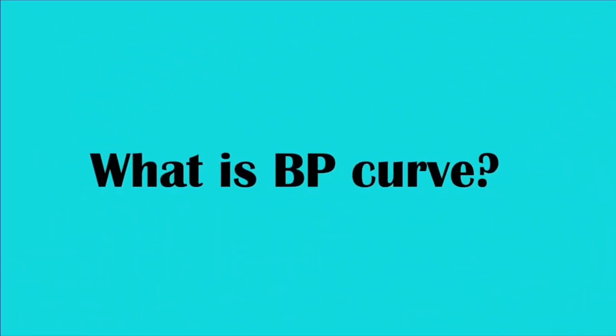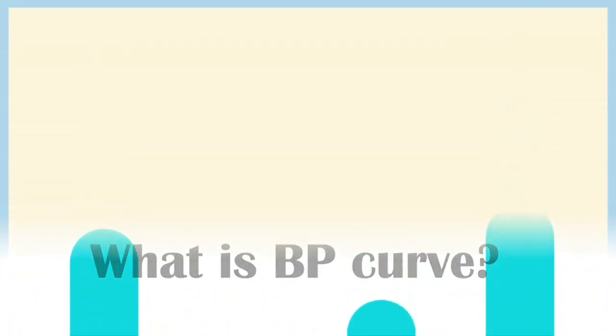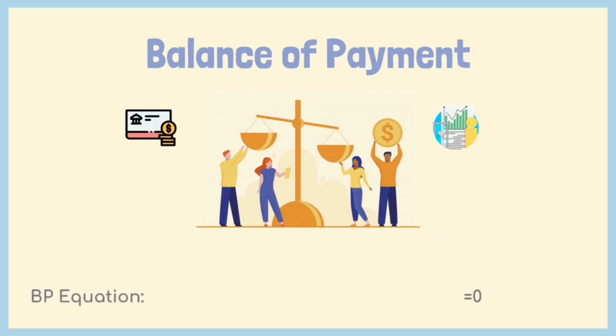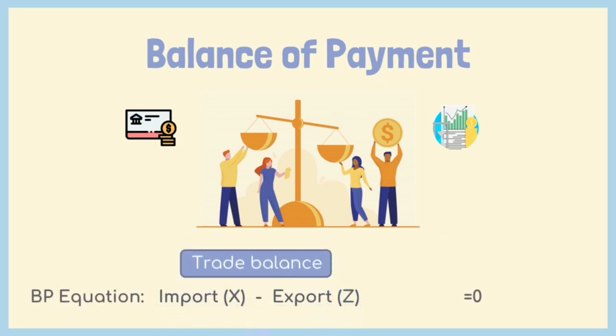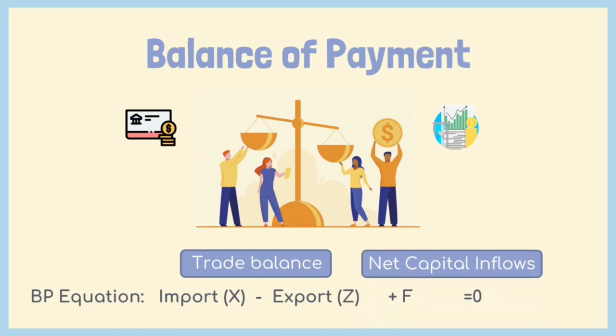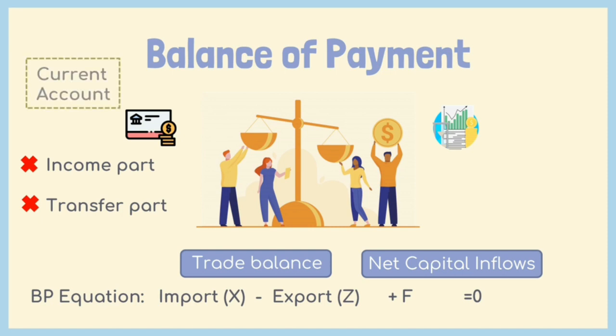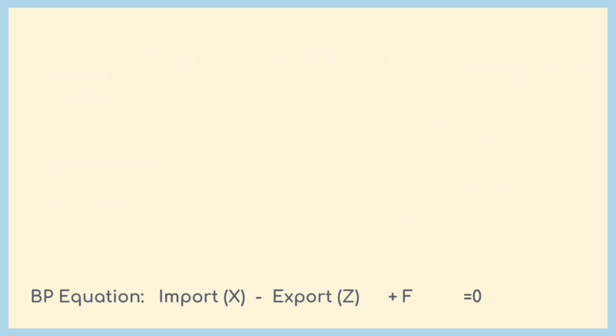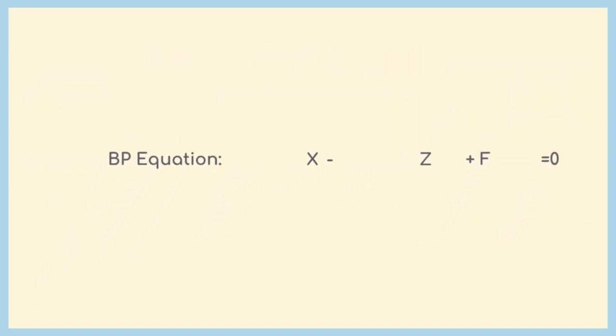What is the BP curve? The BP curve represents the balance of payments, which usually shows us the current account, capital and financial account. However, in the BP equation, we can see only trade balance and net capital inflows. This is because we assume that there is no income and transfer part in the current account and no financial part in the capital and financial account.